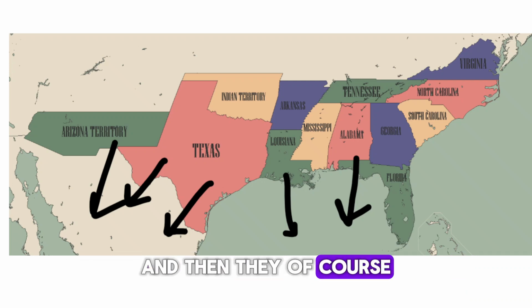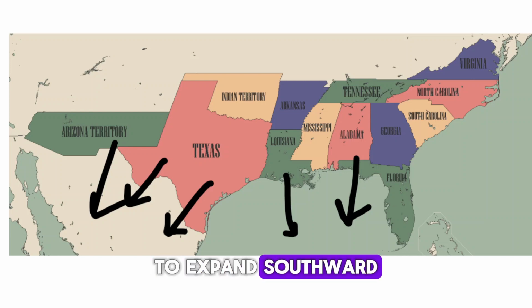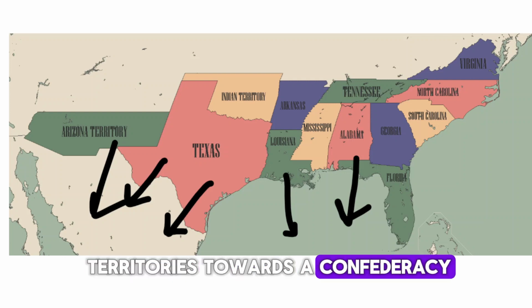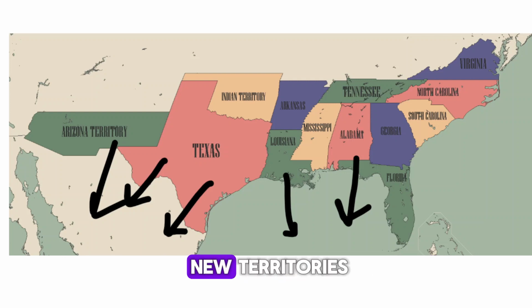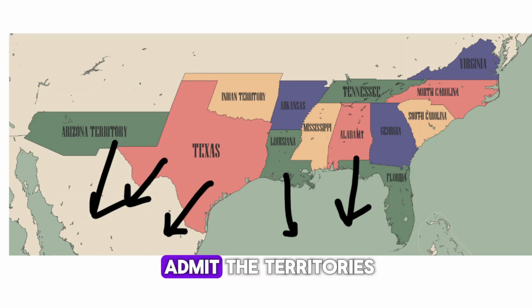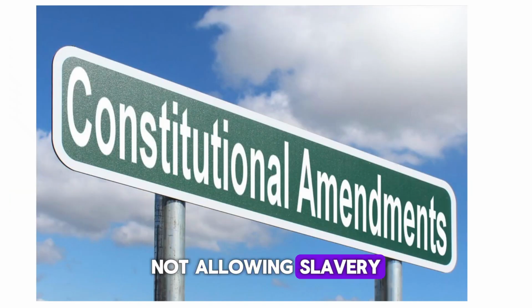And then they, of course, allowed the Confederate States of America to expand southward, and when it came towards the addition of extra territories and the creation of new territories, they allowed Congress to admit the territories for themselves, and they prohibited these territories from not allowing slavery.